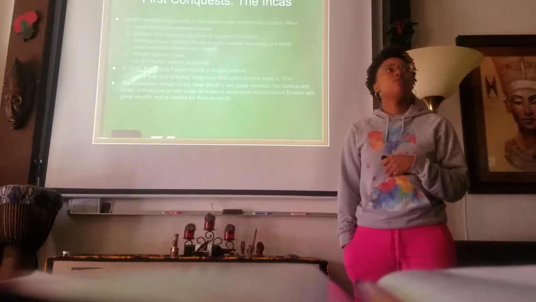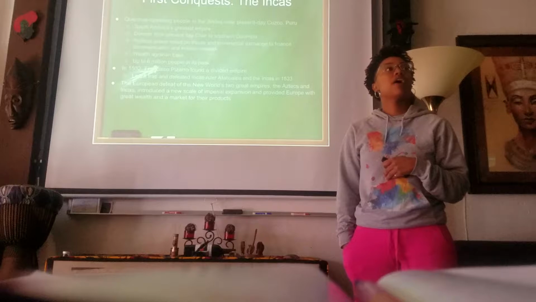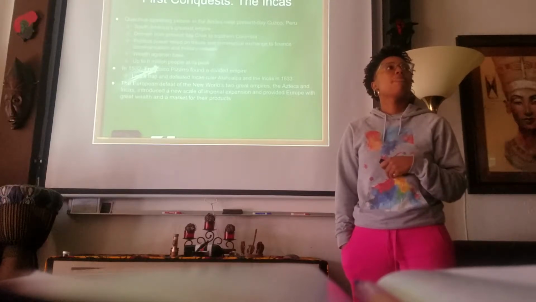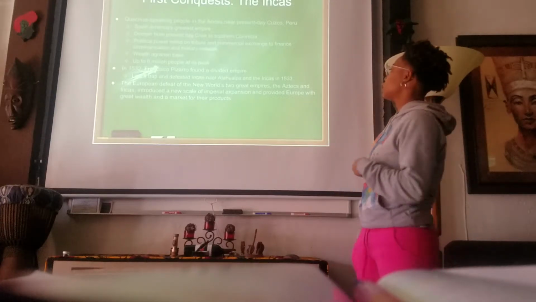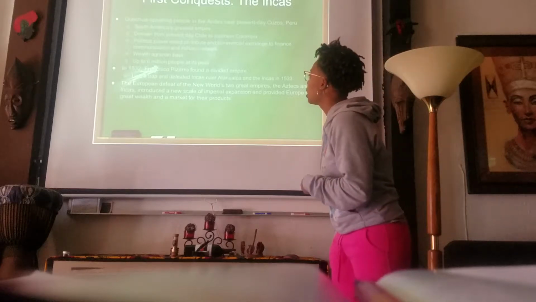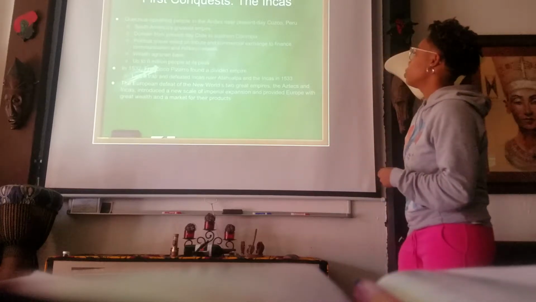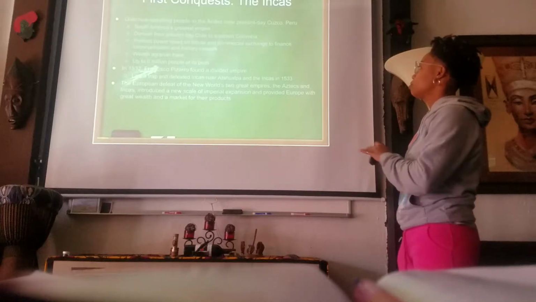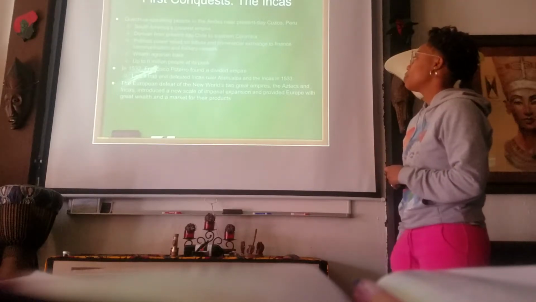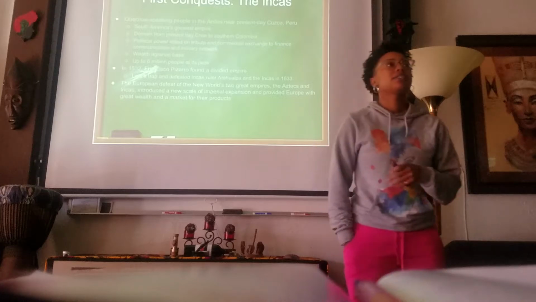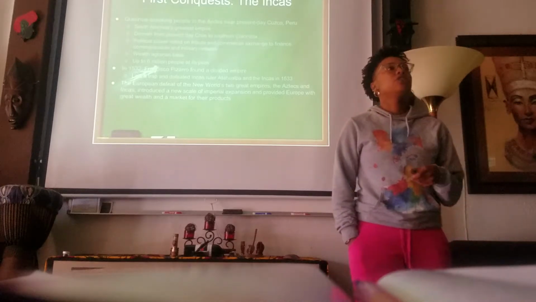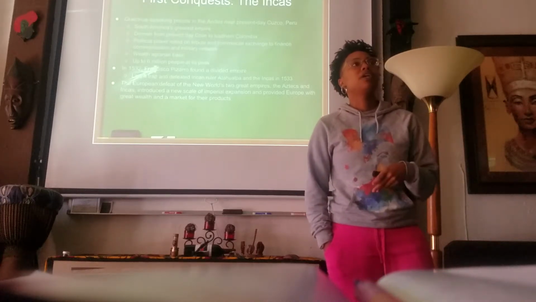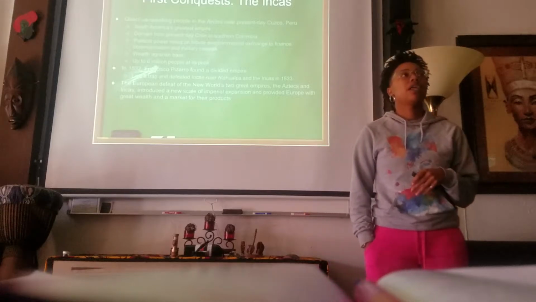Francisco Pizarro is going to find a divided empire. He's going to lay a trap and defeat the Incan ruler and the Incas in 1533. So within 1 year, he is going to divide the empire. The European defeat of the New World's 2 greatest empires, the Aztecs and the Incas, is going to introduce a new scale of imperial expansion and provide Europe with great wealth and a market for their products.